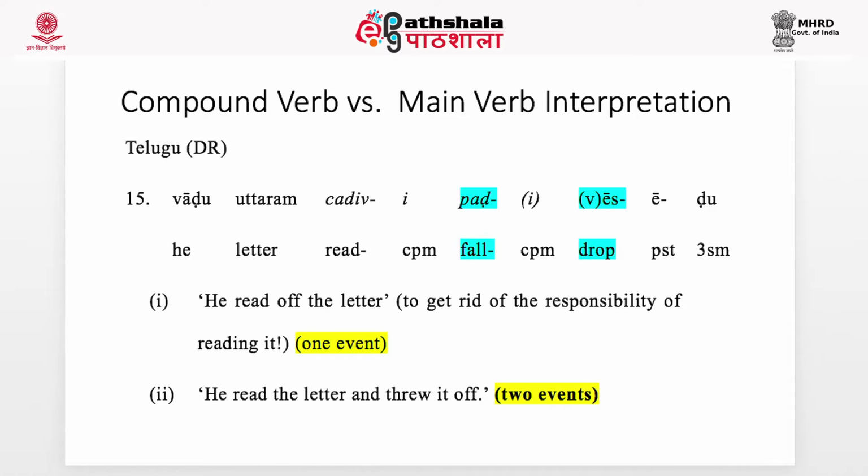Let's come back to sentence number 15. Sentence number 15 has two interpretations. In terms of one event, he read off the letter to get rid of the responsibility of reading. The second one, he read the letter and threw it off. Why? Because pad in the second sentence is taken in its literal meaning of throwing it off. So that's why the second interpretation has two events.